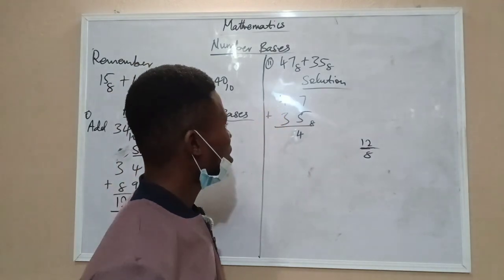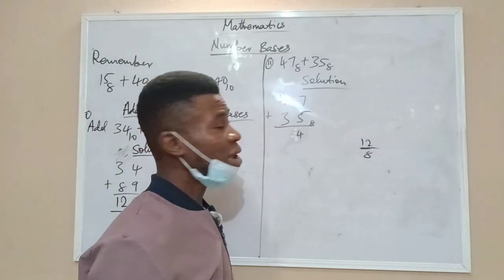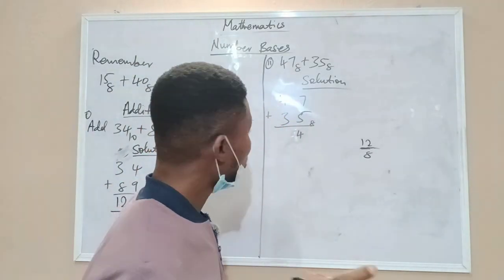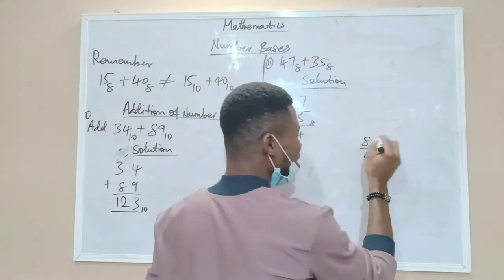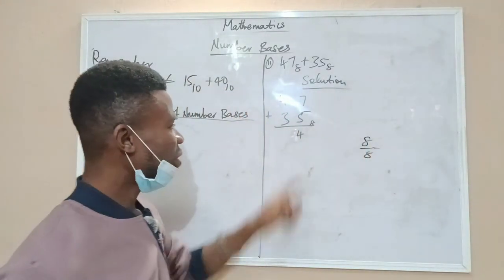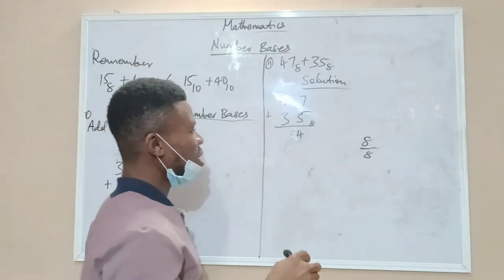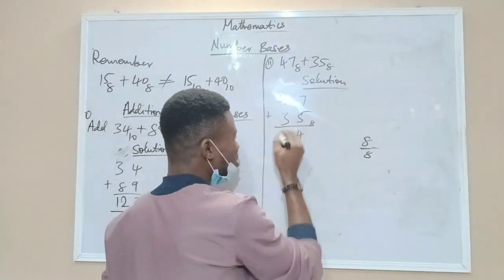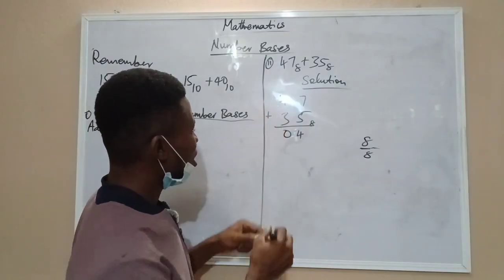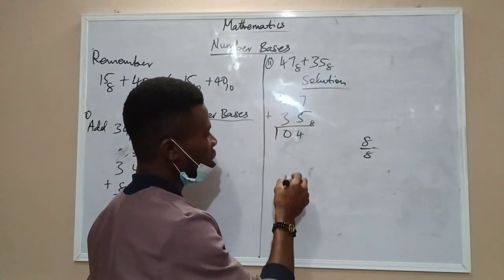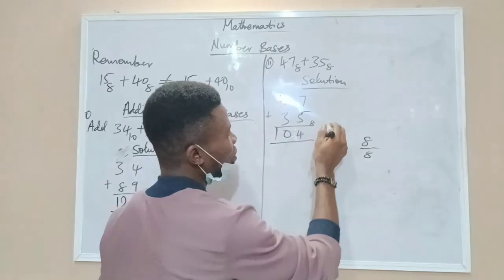4 plus 3 is 7. Plus that 1 we got is 8. We still go and do 8 divided by 8. And 8 divided by 8, we get 1 remainder 0. We write that 0. Then the remainder, since there is no other number to meet here, you bring it down, which is 104.